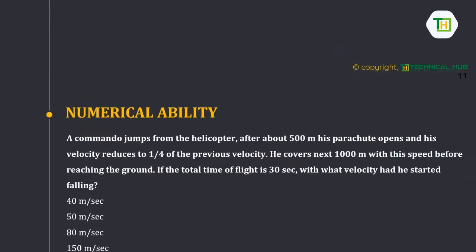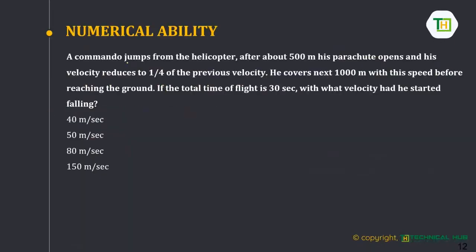A commando jumps from the helicopter. After about 500 meters, his parachute opens and his velocity reduces to 1/4 of previous velocity, right? Let us take, as we don't know the initial velocity, initial velocity x, and he traveled for 500 meters, right? After that, velocity reduces to 1/4. 1/4 in the sense x by 4, right?